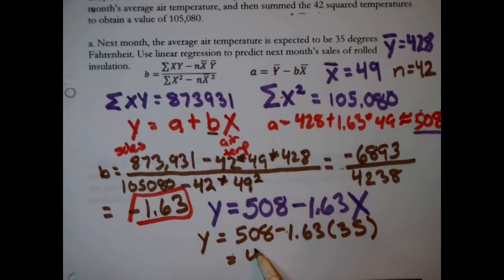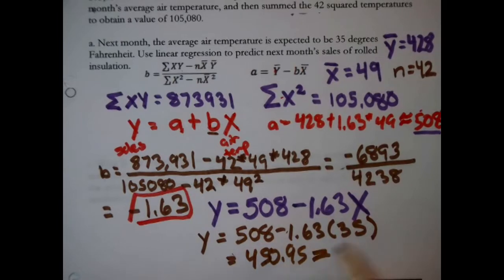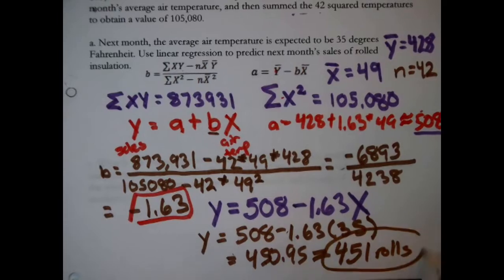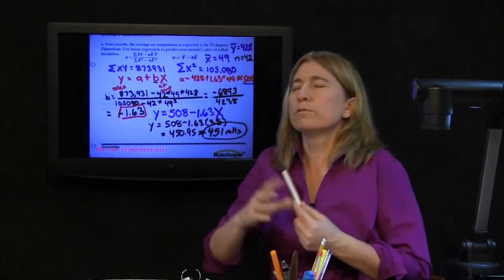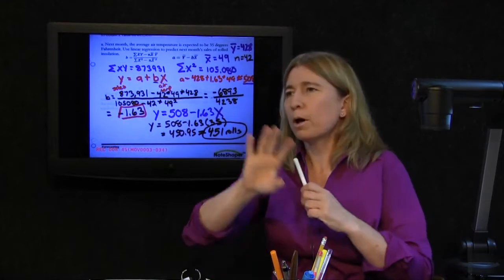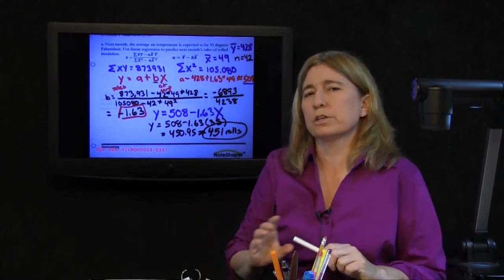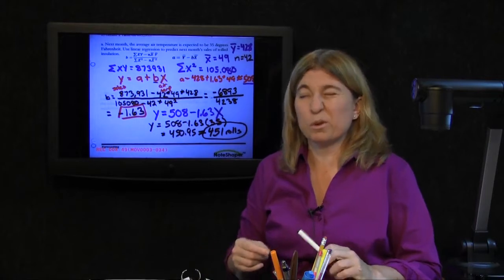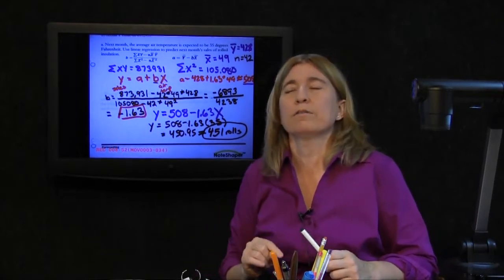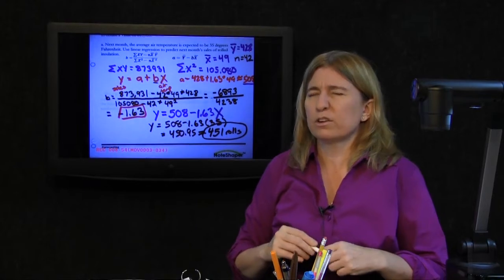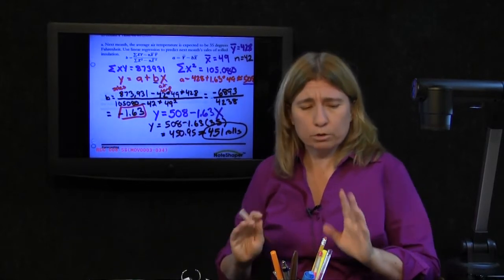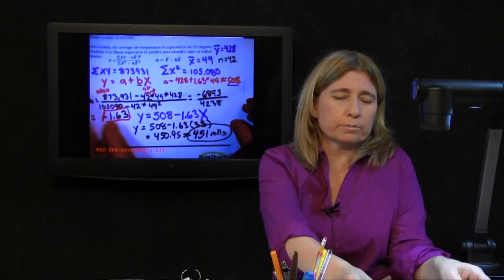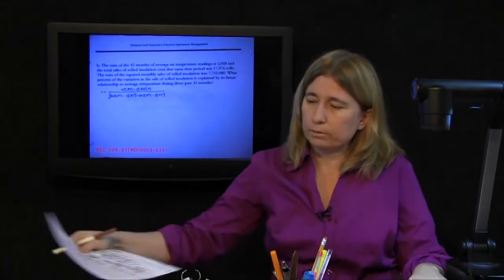That gives 450.95, pretty much. Come on, it's got to be round numbers if you're proposing rolls of insulation. Pretty close to 451 rolls. So, based on linear regression and the fact that we expect next month the average air temperature to be 35, we're estimating that they're going to sell 451 rolls. Okay, good. Now, that's the first part of the scenario. Let's look at the next part.